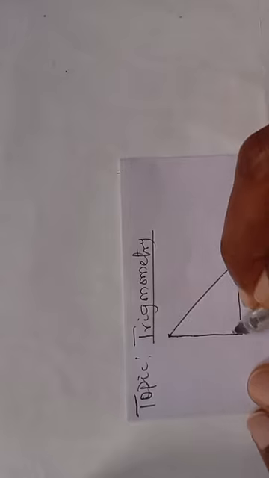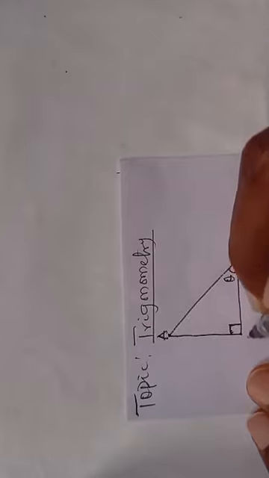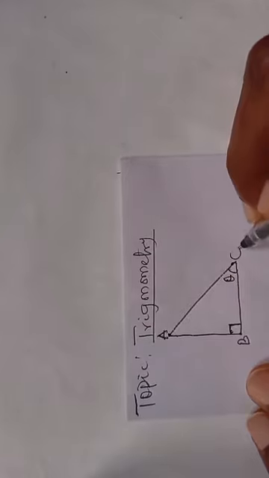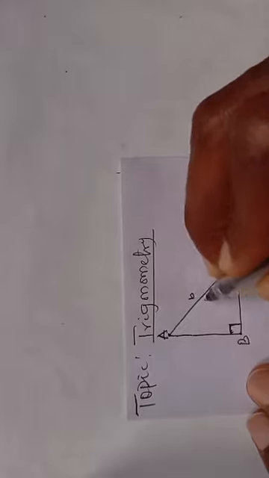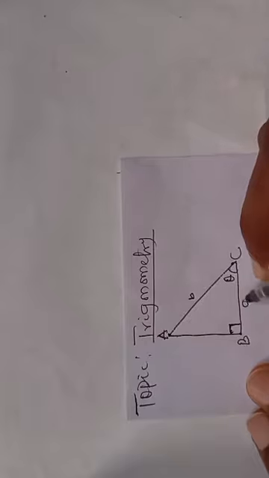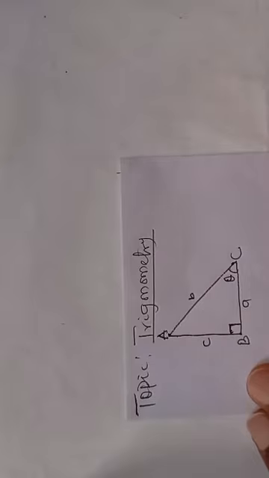We are told that the angle 90 is here, then there's theta in this place. Here is angle A. Here we label B, here is C. The line facing capital B is small b, the line facing capital A is small a, and the line facing capital C is small c. Is that okay? Good.